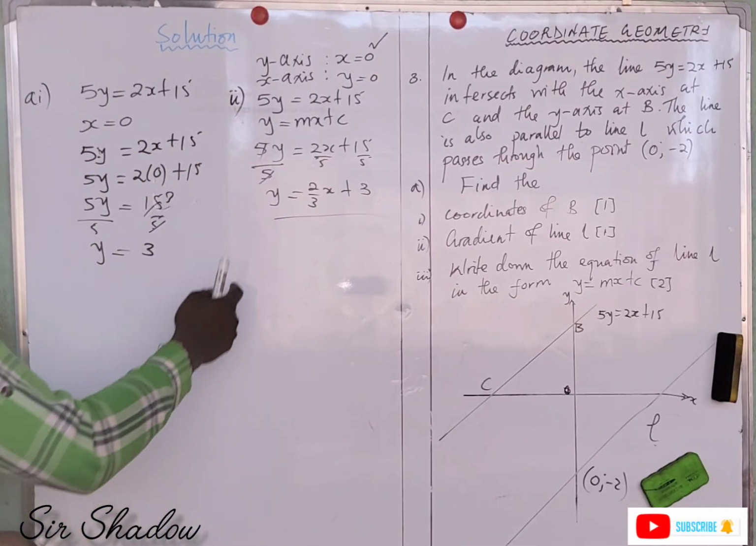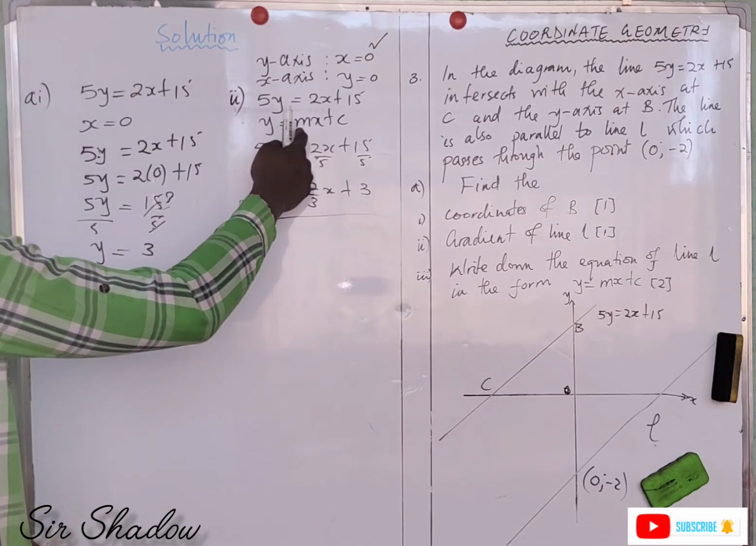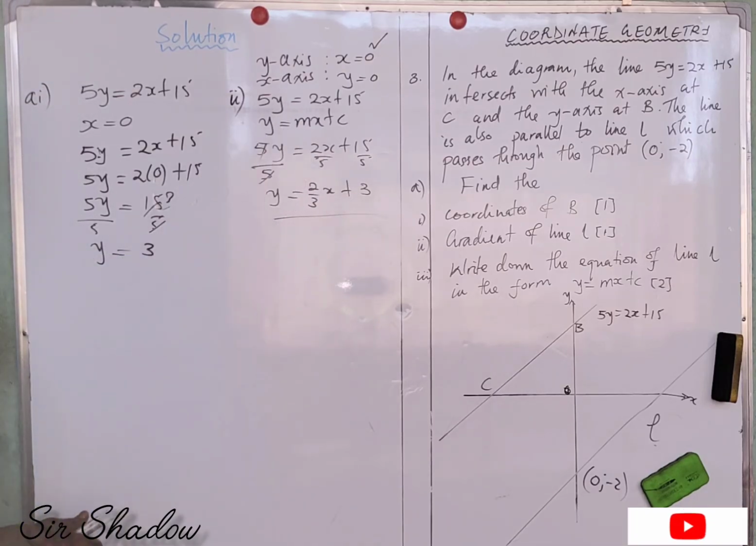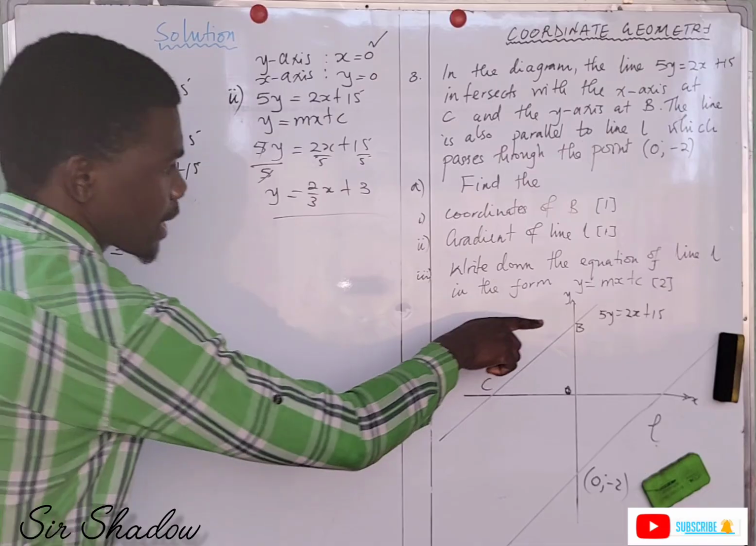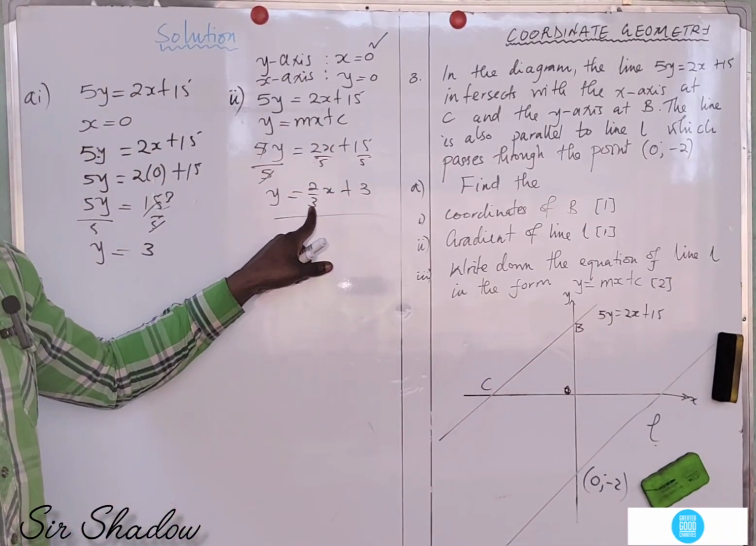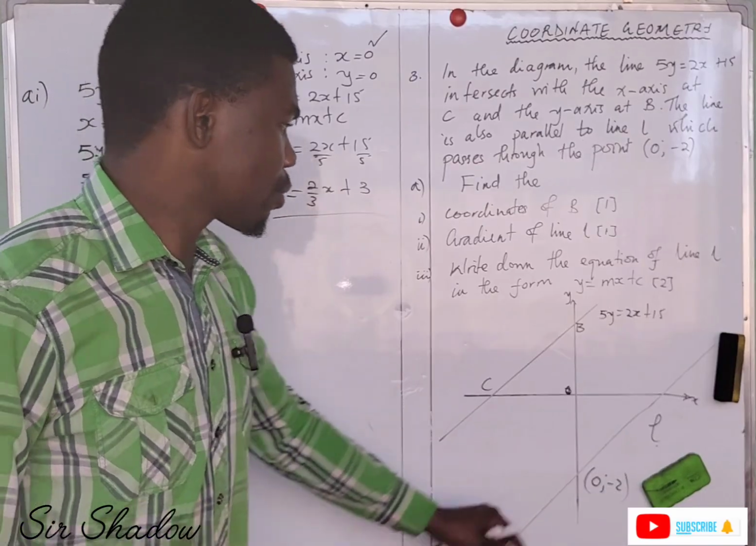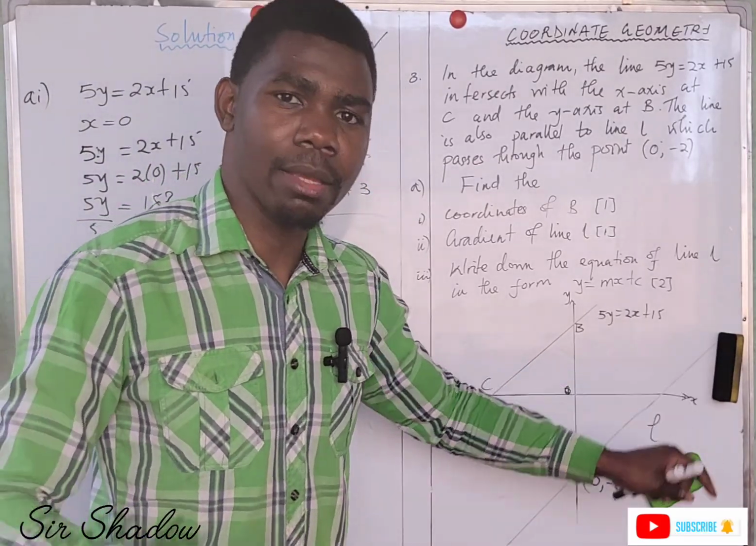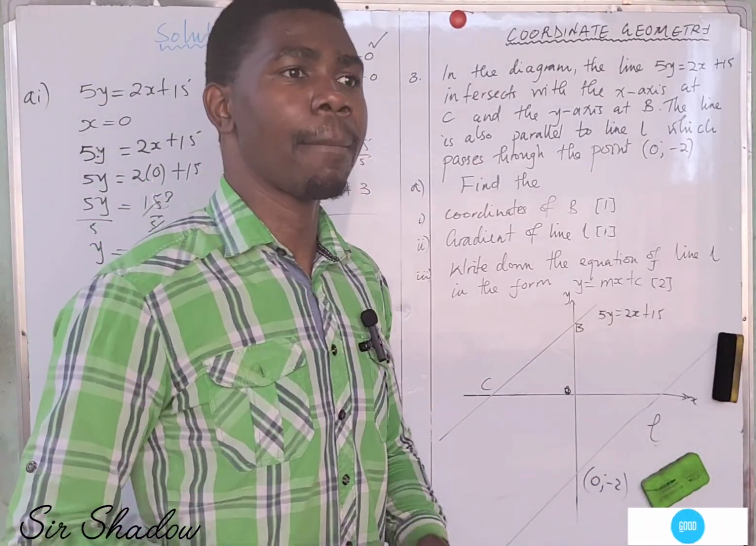Alright, so the gradient of this line is the coefficient of x, which is m. So meaning to say, the gradient of this line is 2 over 3. But the gradient of such line is also similar to the gradient of line L. Why? These two lines are parallel to each other.